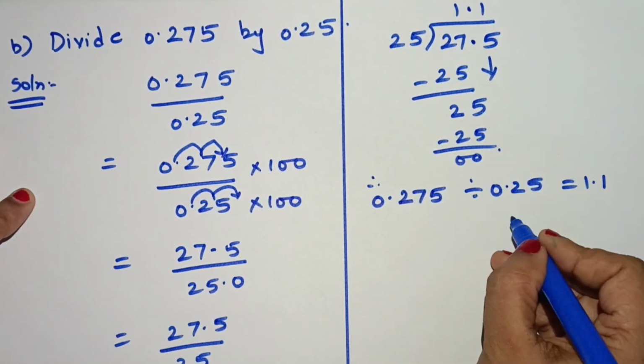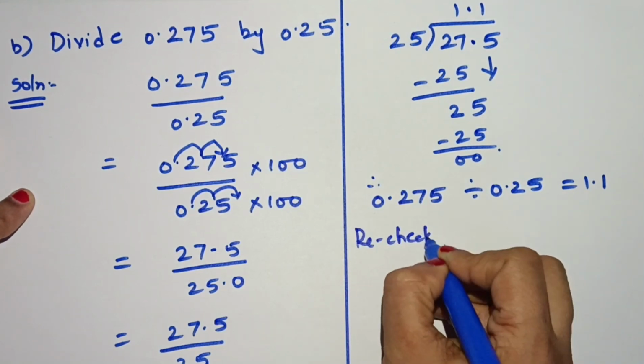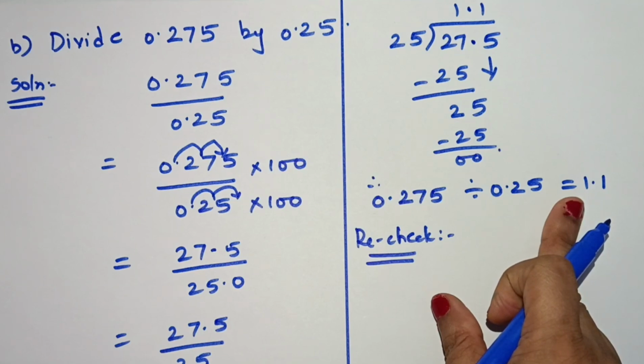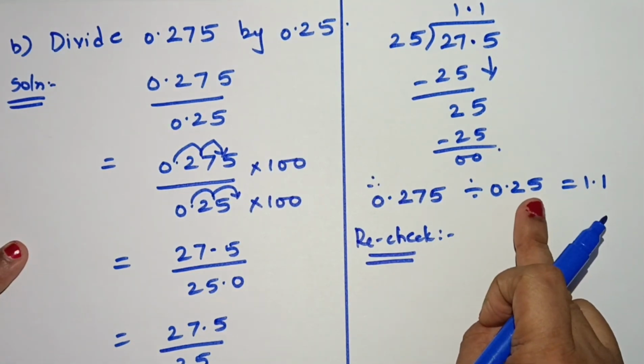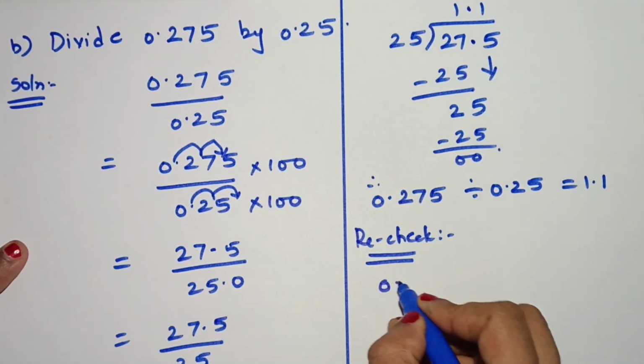Do you know how can we recheck our answer? Let's see that also. Okay, let's see this. How will we come to know whether our answer is correct or not? So, let's see. I'll multiply 0.25 into 1.1. You'll tell me, teacher, why? Now, please see.